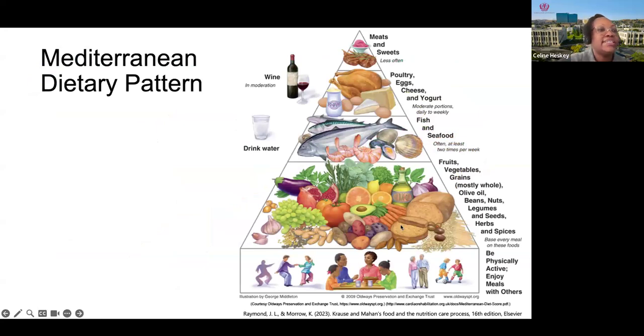Similarly, the Mediterranean dietary pattern is another dietary pattern that has been shown to decrease cancer risk. And it is also similar in that it's encouraging the intake of whole plant foods, a moderate amount of fish and seafood, especially fatty fish, and limiting other animal food products, I should say.